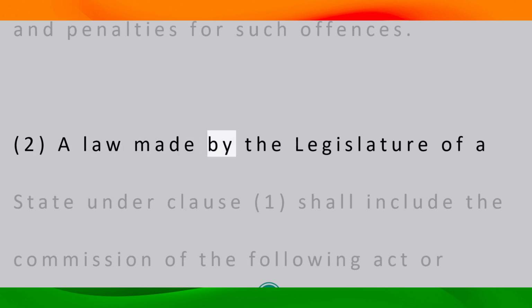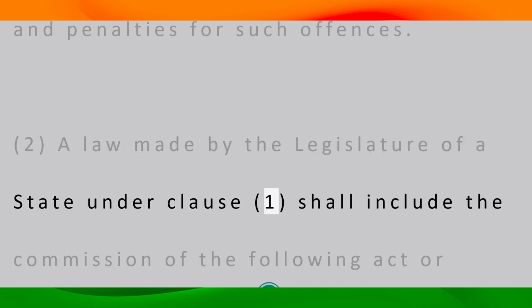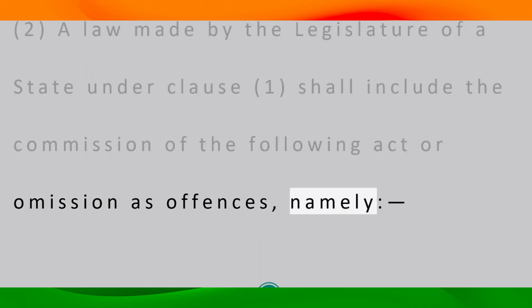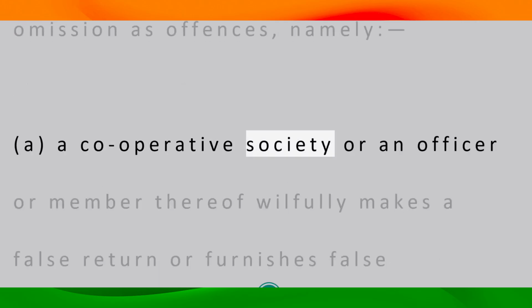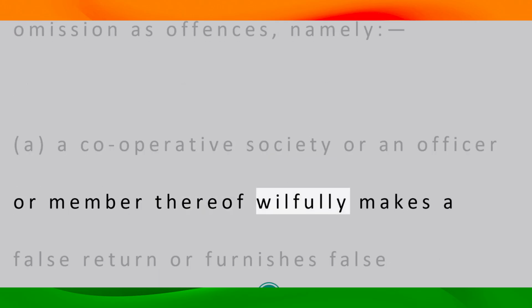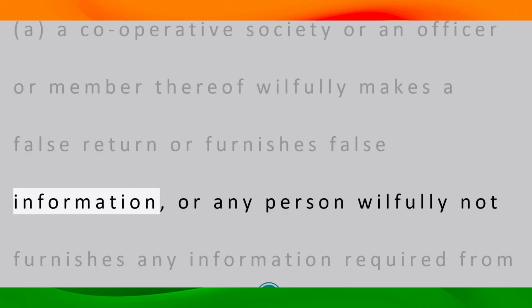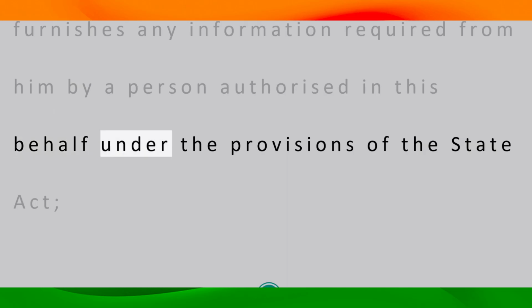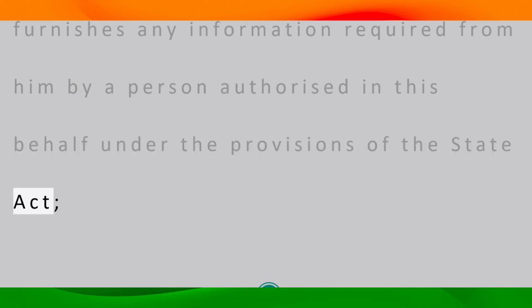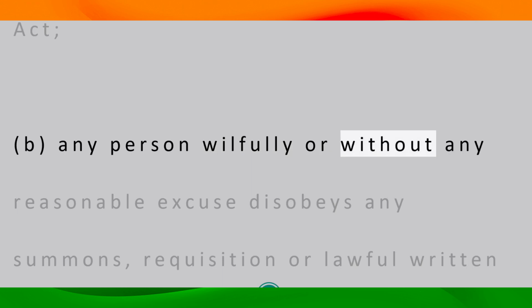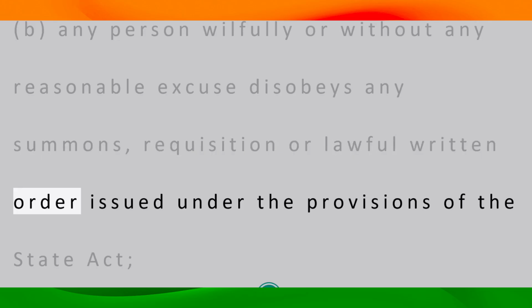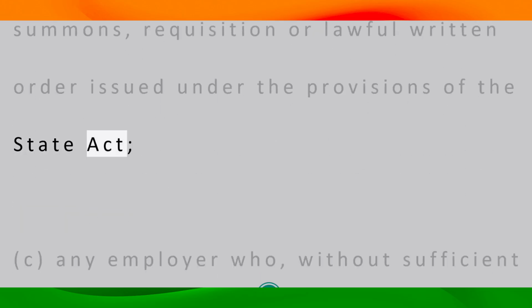2. A law made by the legislature of a state under Clause 1 shall include the commission of the following act or omission as offences, namely: A. A cooperative society or an officer or member thereof willfully makes a false return or furnishes false information, or any person willfully not furnishes any information required from him by a person authorised in this behalf under the provisions of the State Act. B. Any person willfully or without any reasonable excuse disobeys any summons, requisition or lawful written order issued under the provisions of the State Act.